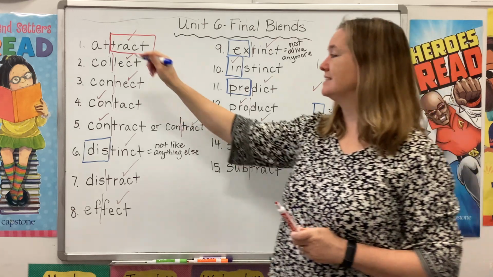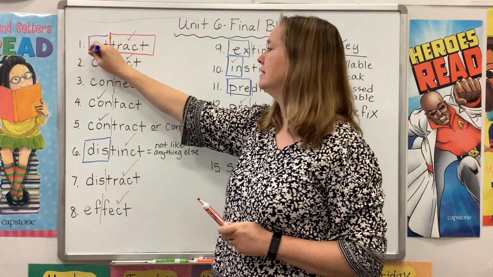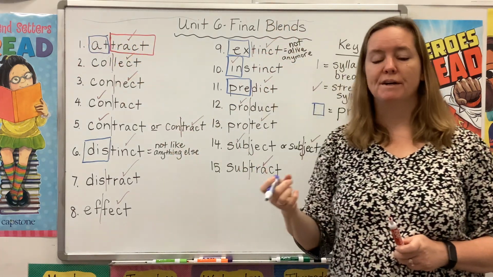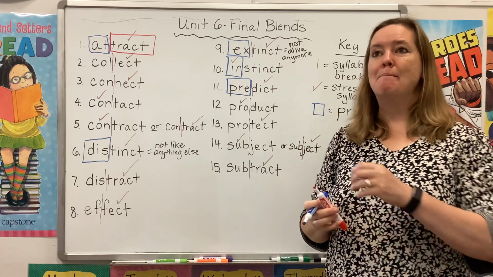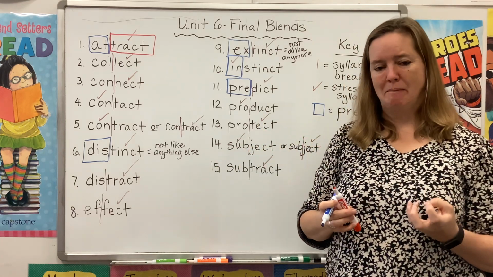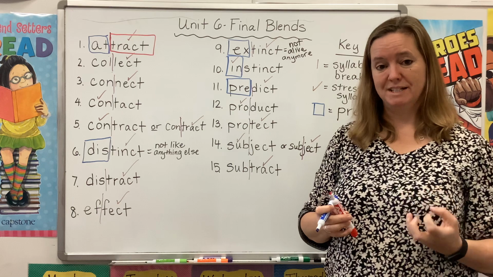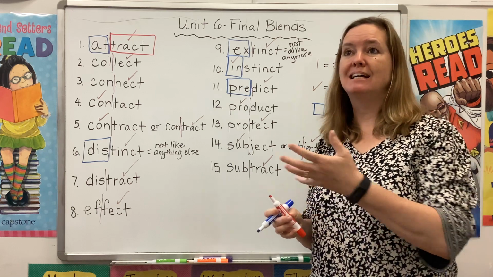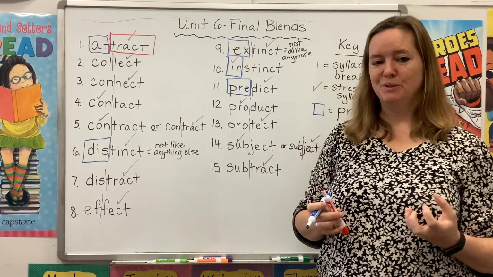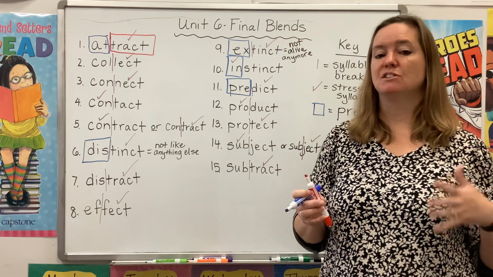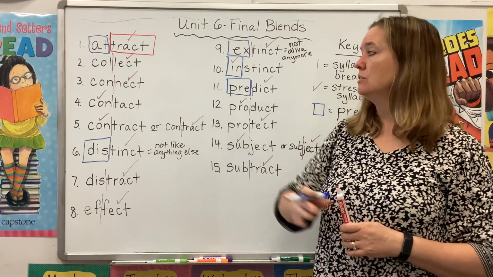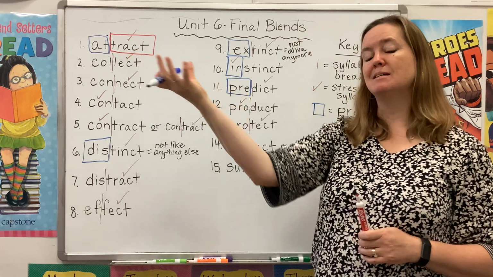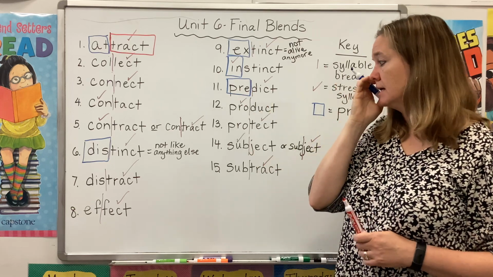We see tract right here in attract. The prefix at, by the way, means towards. So a magnet attracts other metals towards it, right? An attractive person pulls your attention, right? You want to look at them because they're so pretty or so handsome. So to attract is to pull towards.